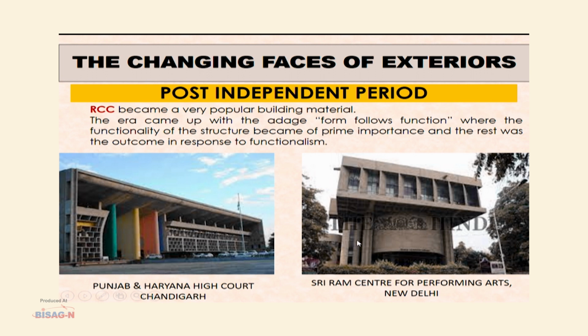The second example is the Sri Ram Center for Performing Arts, where the auditorium or the hall is in the center in the cylindrical form and the allied facilities on the top and sides in the rectangular structure. Then we entered into an era of modernism.